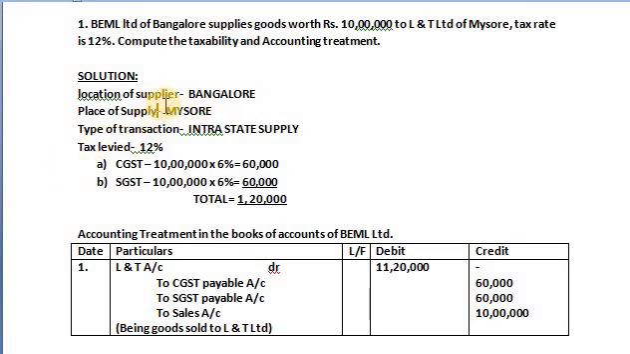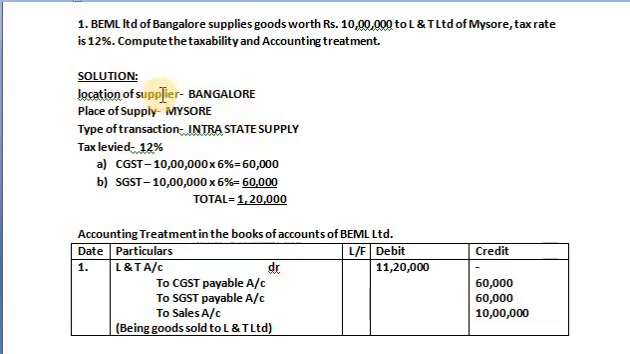Adjust. So the location of supply is Bangalore, the place of supply is Mysore. So what is the type of transaction? It is intrastate supply. You have to be very clear. If you understand how to analyze this statement, then it will be very easy to know what type of tax has to be applied. Now the tax levied, how much have they given? 12%.